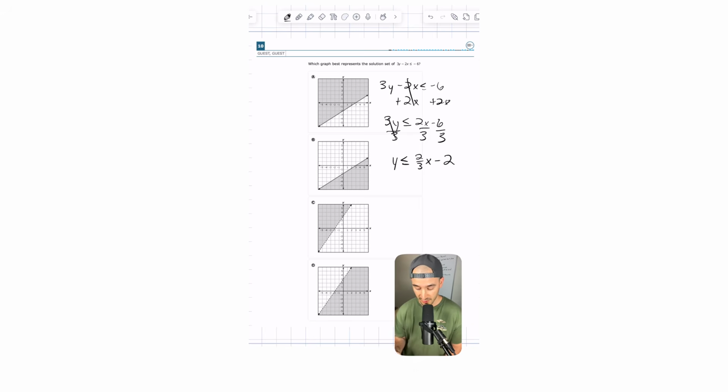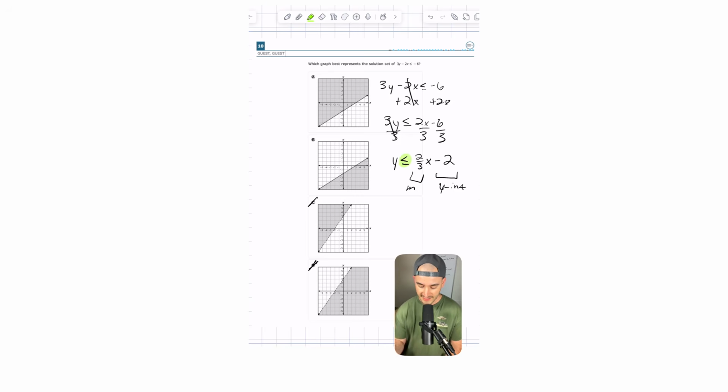So now we know a couple of things. Our y-intercept is negative 2, which means we can mark out letter C and letter D. We also know our slope is 2/3, and letter A and B both have a slope of 2/3, which means the only other thing to check is our inequality sign.